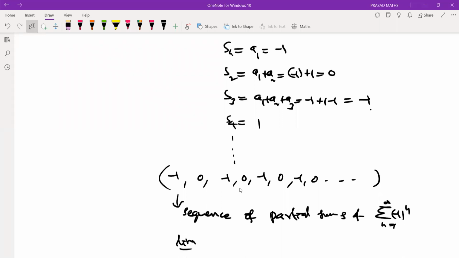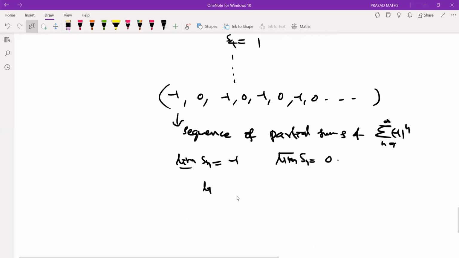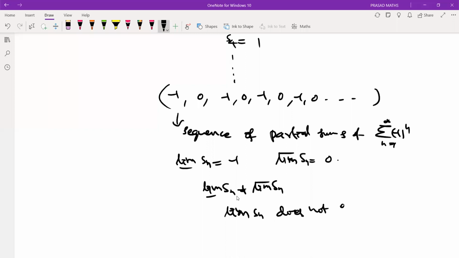What is the limit inferior of S_n? Exactly -1. What is the limit superior of S_n? Exactly 0. Are they equal? No, they are not equal. As I already told you, when the lower limit and upper limit are not equal, the limit does not exist. Therefore, S_n is an oscillating sequence. So clearly it is oscillating finitely, therefore your series is oscillating finitely. Similarly, you can extend the idea to oscillating infinitely.